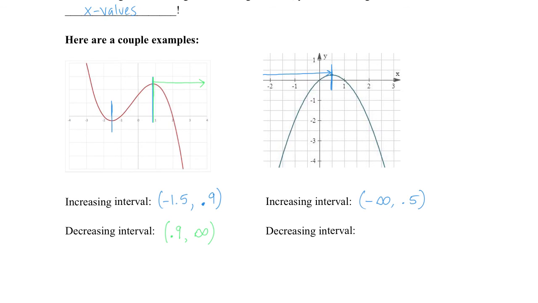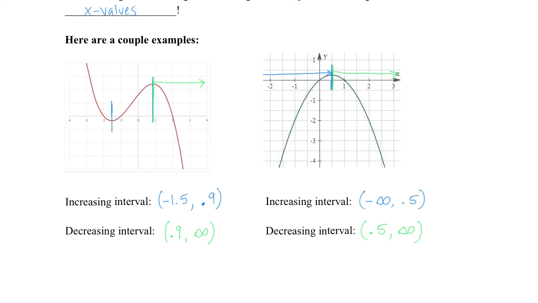What about decreasing? Well, as soon as it stops increasing, then it starts decreasing. So it starts at the same spot, and it continues decreasing forever. So how do I write that as an interval? It starts at 0.5, and it decreases forever after that. So that gets the infinity.